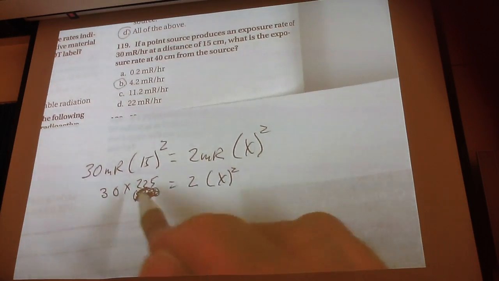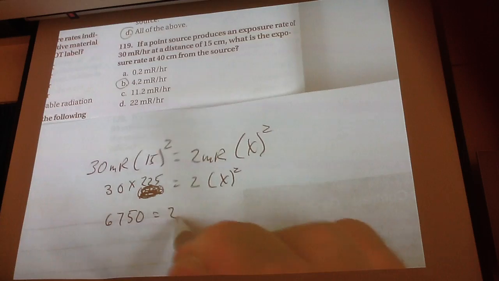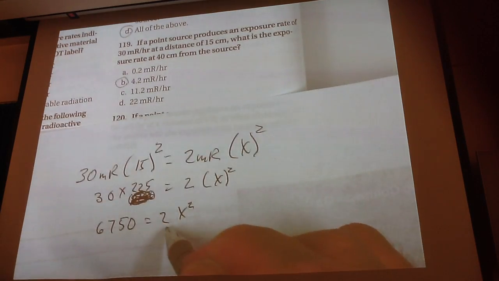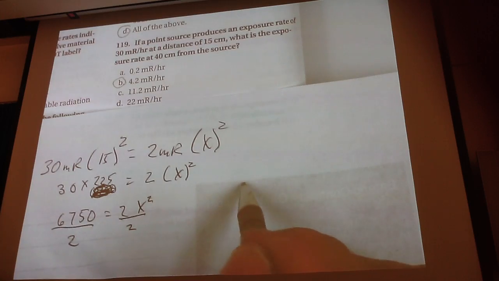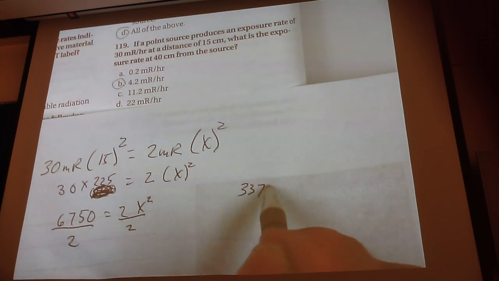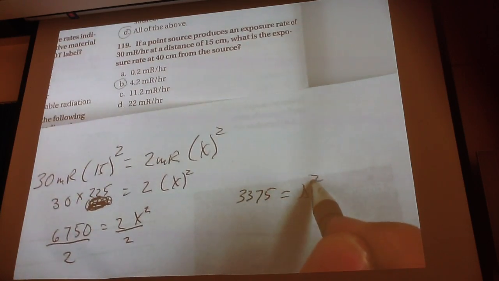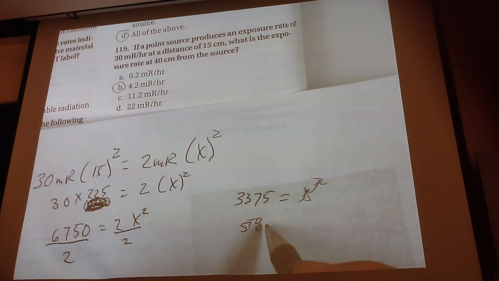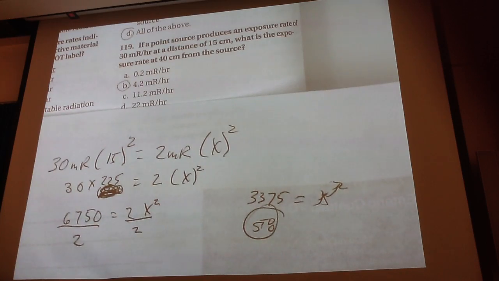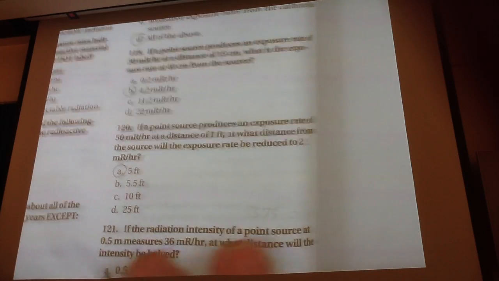Okay, so what did you say that number was here? 6750. 6750 equals 2x squared. Okay, so then you're going to divide both sides by 2. 3375. Okay, so 3375 equals x squared. And then basically you're just going to have to take the square root of that. 58.09. Okay. So be prepared for doing calculations like that because they'll expect you to be able to know how to do that.